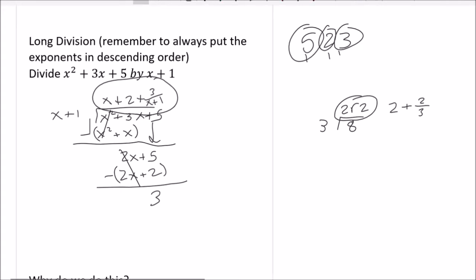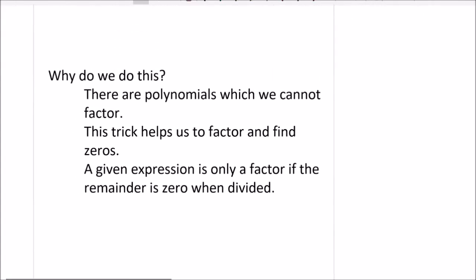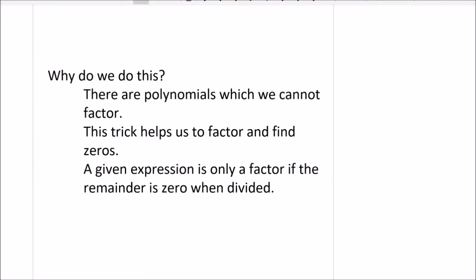Let's talk about why we're doing that, because that might seem really strange in a high school level class. Okay, the reason is because the polynomials we've done so far that we've tried to graph have all been factorable. However, there are many polynomials which either are not factorable or it's really, really difficult to factor them by traditional methods. So what we're learning is not really a shortcut, but sort of a little trick that's going to help us factor and find zeros. So here's what you got to know. An expression is only a factor if the remainder is 0 when we divide it.